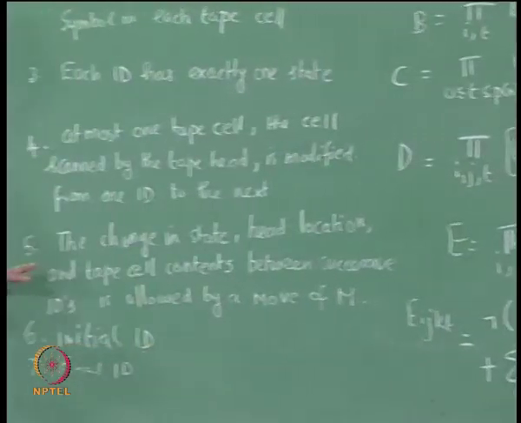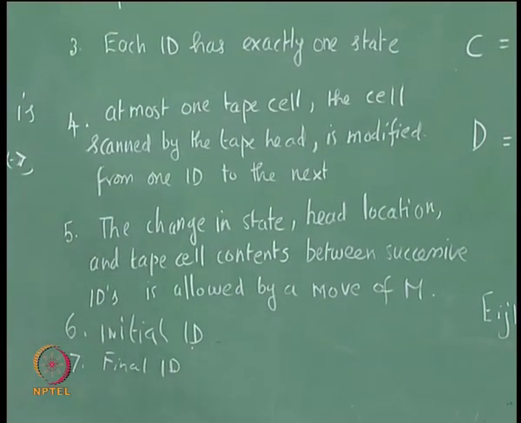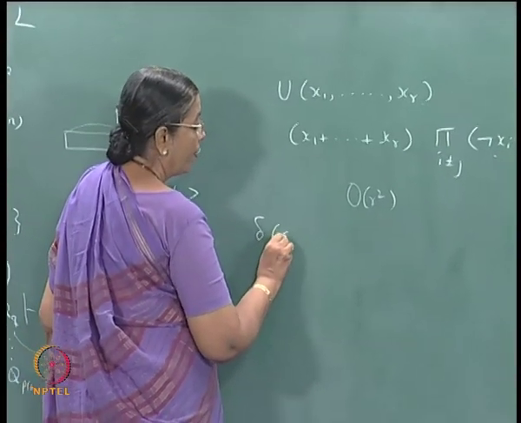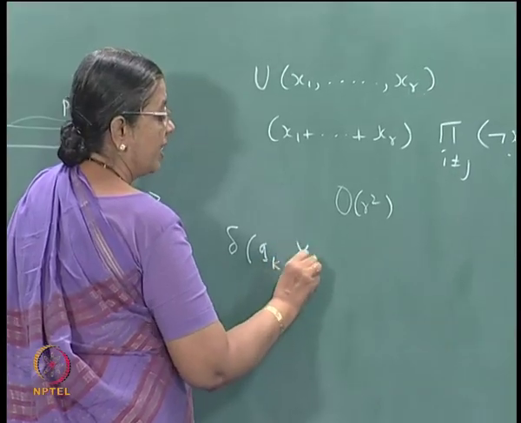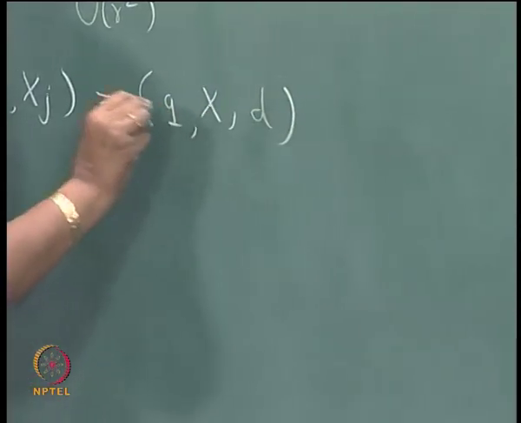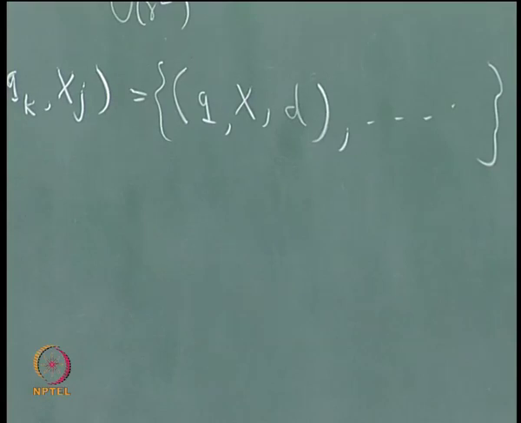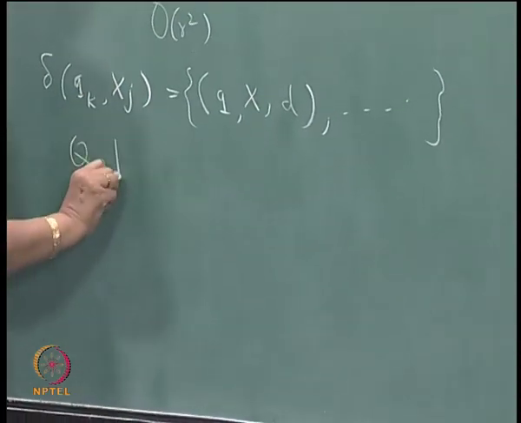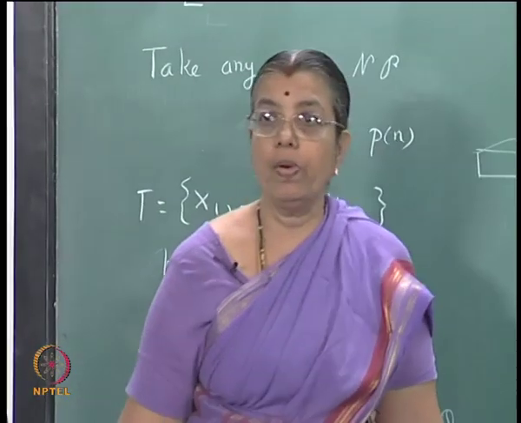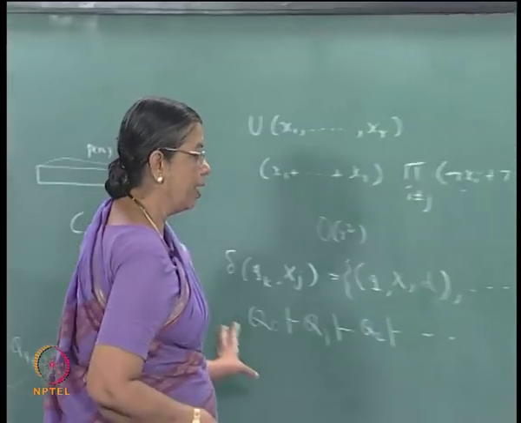Then the fifth condition is that the change in the state, head location and tape cell contents between successive IDs is allowed by a move of M. Now, you must remember that we are considering a non-deterministic Turing machine, and if you have delta of q_k, s_j, there will be one possibility being q, x, d. There will be several possibilities like that, a finite number of choices. So, what we are considering when we speak of ID, q0, q1, q2, is one sequence. We are considering one sequence which is leading to acceptance. There may be many sequences, one of them which is leading to acceptance we are considering, that you must remember.